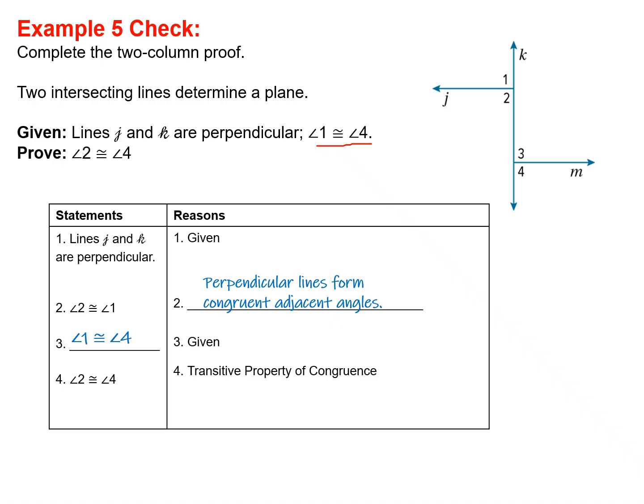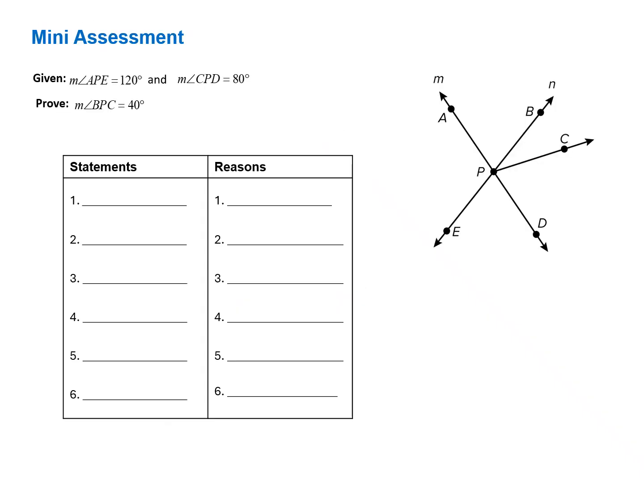The last line says angle 2 is congruent to angle 4, and that is through the transitive property of congruence. Angle 2 is congruent to angle 1, angle 1 is congruent to angle 4, therefore angle 2 is congruent to angle 4. Hopefully you had that correct.